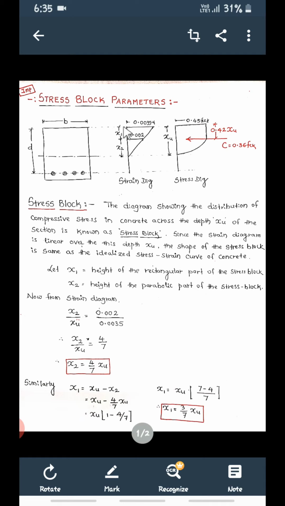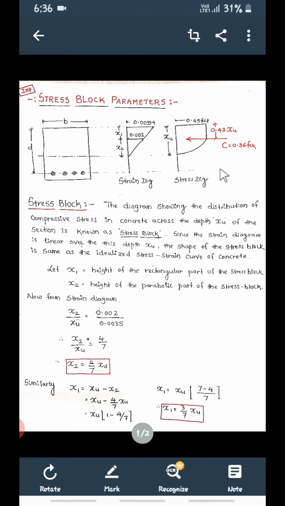Then we're going to mark the distance where the strain is 0.002. We're going to mark this as x1 and this as x2. If you consider the total depth from the top to the neutral axis, we already know that this is xu. So out of xu, this is x1 and this is x2.